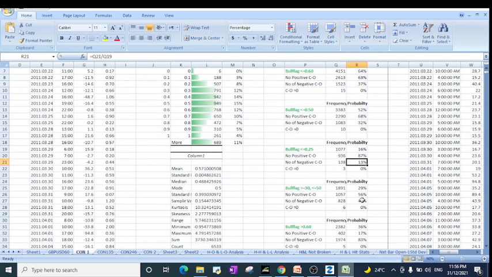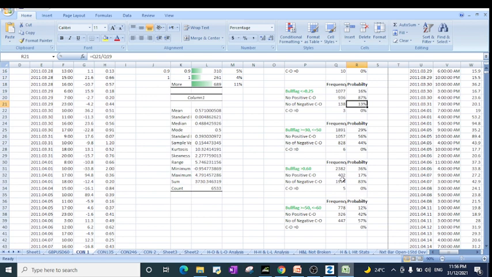So I will show you what happens when we have a retracement of greater than 60%. It happens about 36% of the time. Number of positive closes goes to 17%. So when we have more than 60% retracement, the number of positive closes is about 17%, and the number of negative closes goes to 83%. So you get the idea.